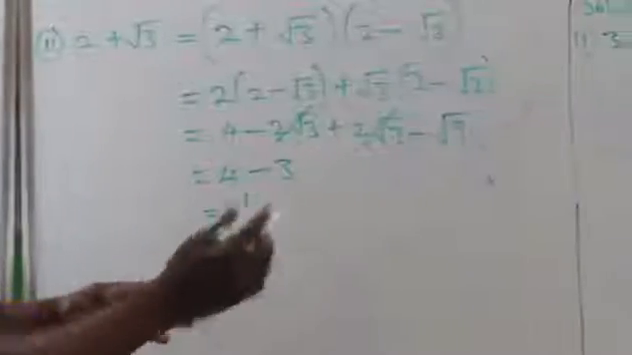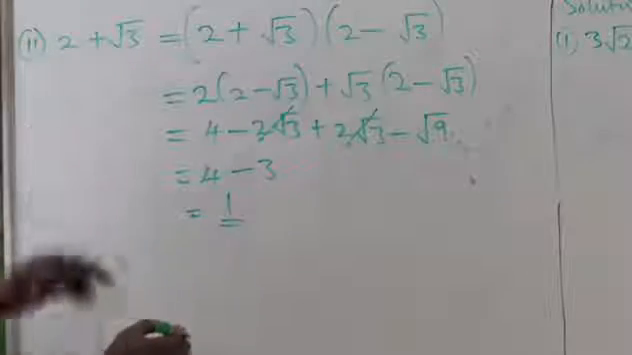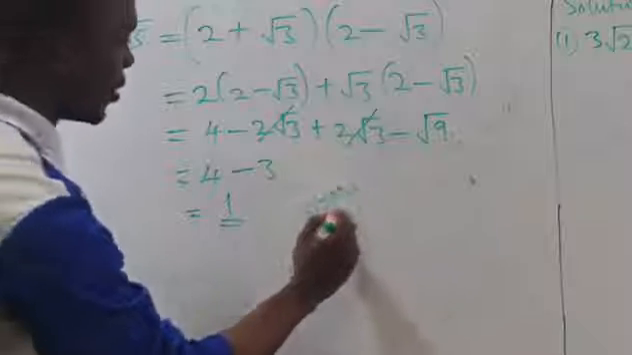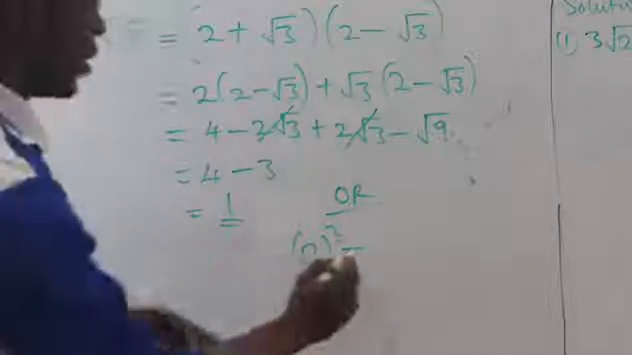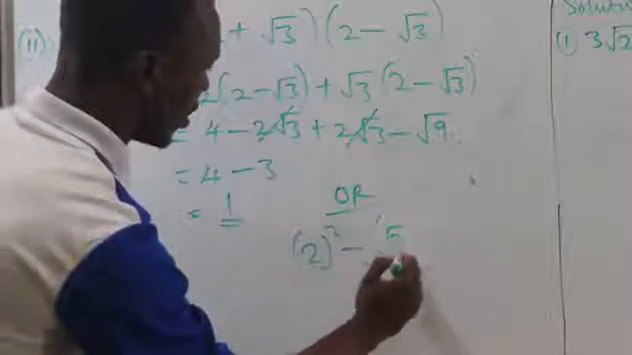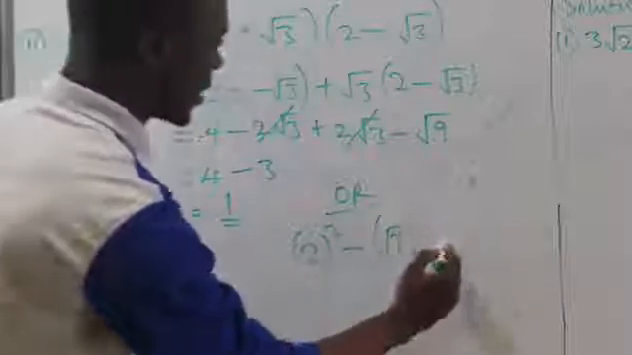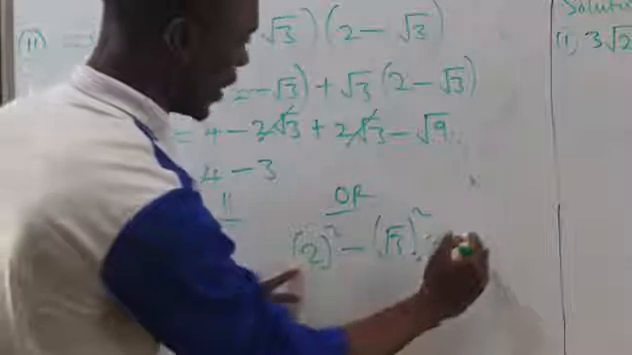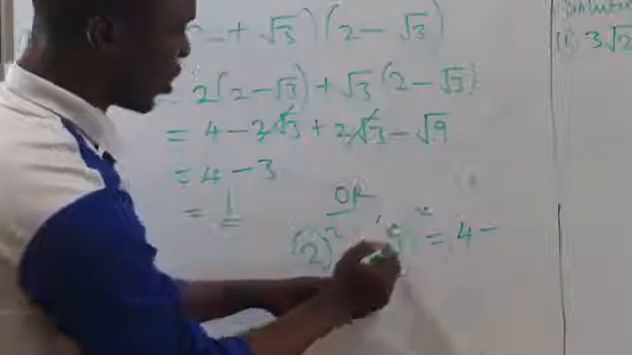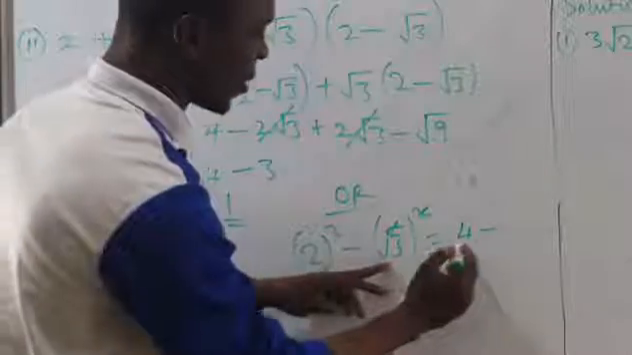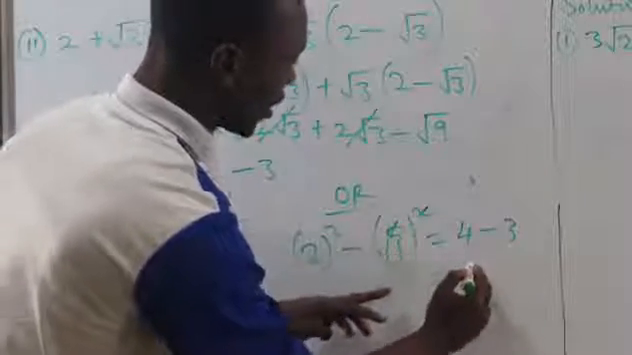So for the second one, just like the way we did in the first question, we are going to have 2 squared minus square root of 3 squared. Which is equal to, 2 squared is what? That is 4 minus, we cancel the root, so we are now left with 3. So 4 minus 3, that is 1.